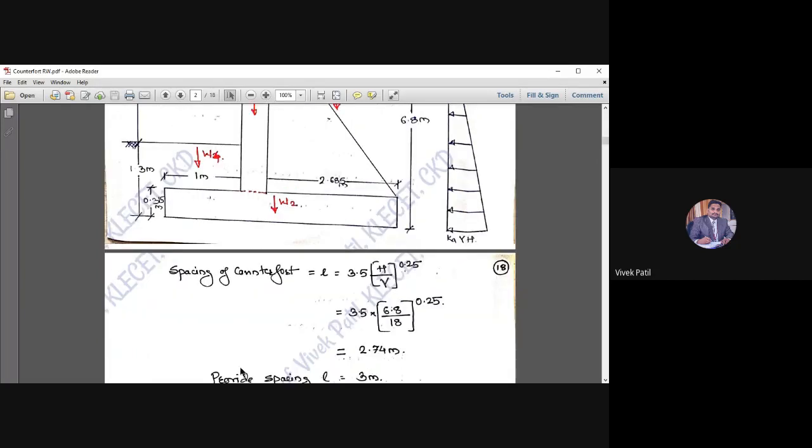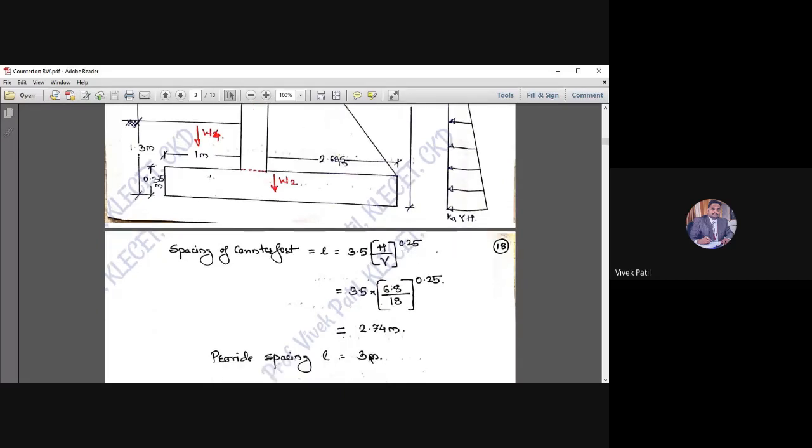So for 2.74, I will provide the spacing as 3 meters. I don't want to make it safe, so I have provided more than that. You can provide 2.5 also. The value should be less than this value. I have provided more than this value because I want to go for the shear reinforcement and sliding reinforcement calculation. So for that reason I have taken it more. You can take any value in the range 2.5 to 2.75. So we have provided the spacing L equal to 3 meters.